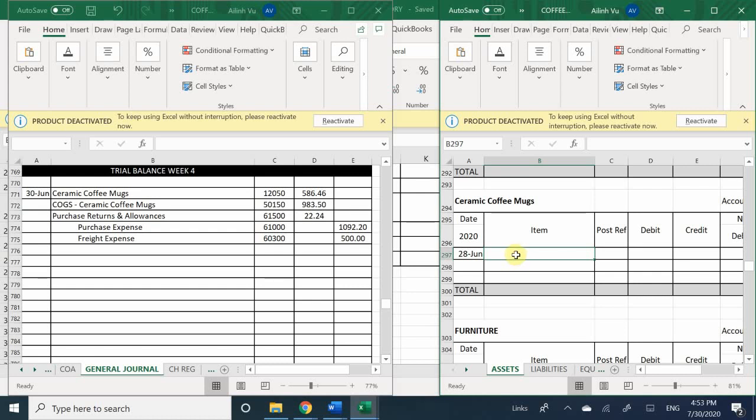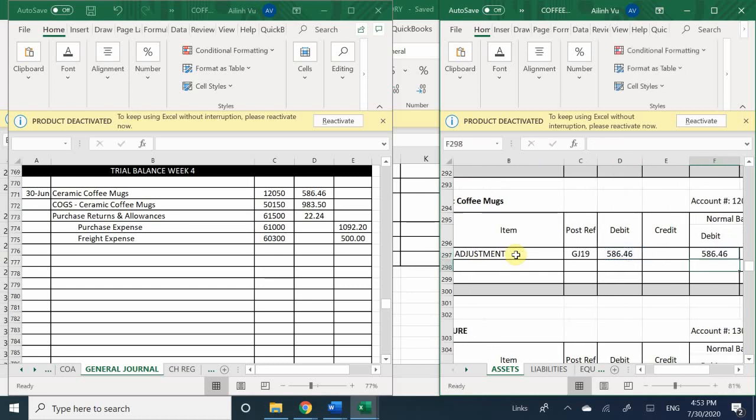Okay, so 28th of June for ceramic coffee mugs. And then I'm going to write 6/30. What is 6:30? The date. You said 28. Oh, okay, yeah, you're right. Okay, so General Journal 19. Yes. So 6/30, adjustment. Debit for the 586.46. Oh, I typed in the wrong number. 586.46. Enter. Good.